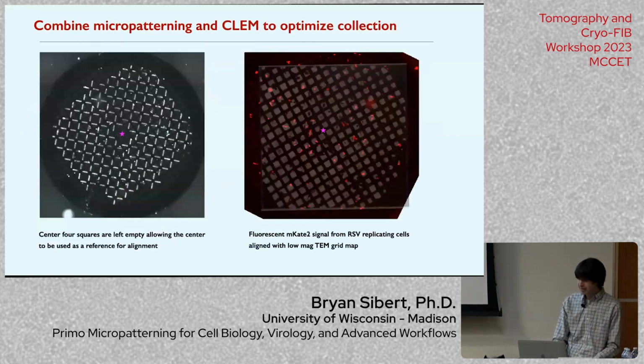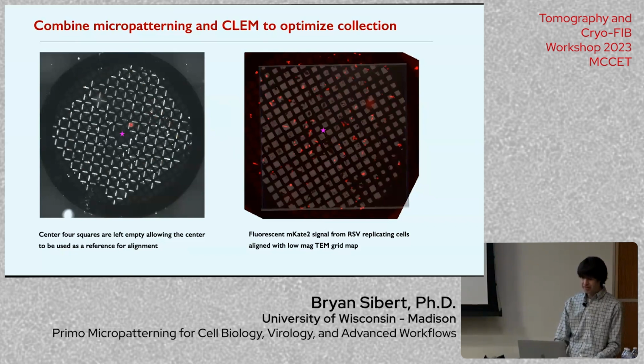In this case, we've imaged the grid pre-freezing, and all of our infected cells are in red. This is on a patterned grid. The pattern is shown on the left, and then we can correlate that with the TEM map.